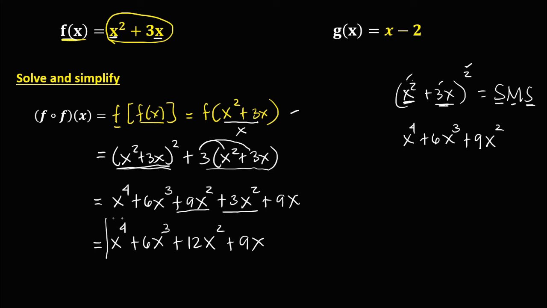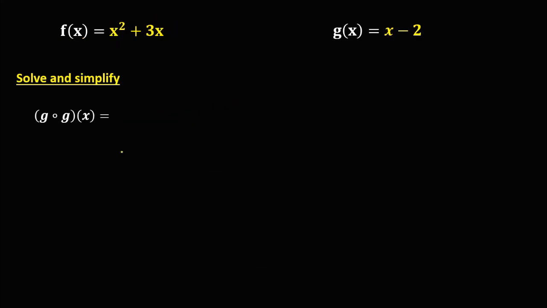Therefore, f of f of x is equal to x to the power 4 plus 6x to the power 3 plus 12x squared plus 9x. Then for this given, this equation is equal to g of g of x. Since g of x is equal to x minus 2, we can rewrite this one as g of x minus 2.